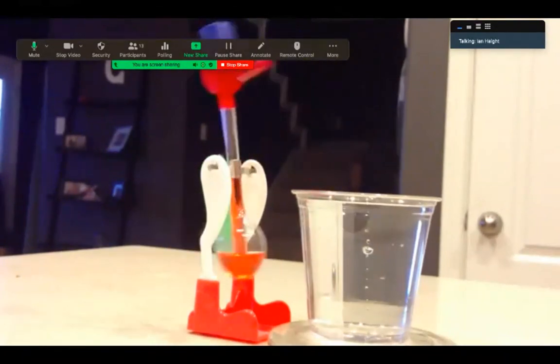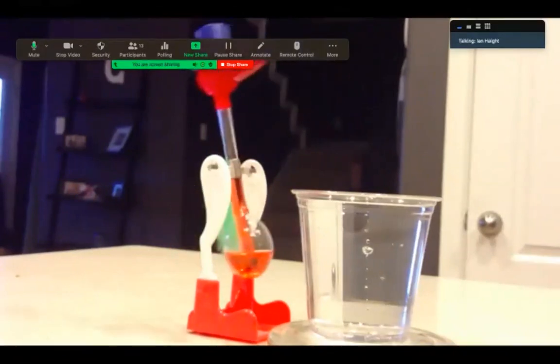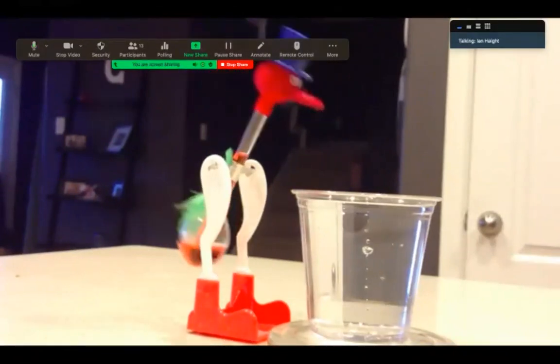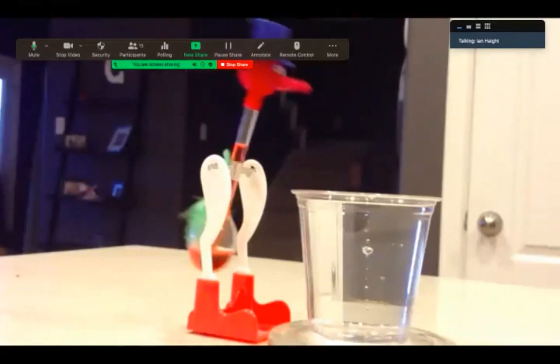So what I'd like you to pay attention to is the red colored liquid on the inside. Watch what the liquid is doing.